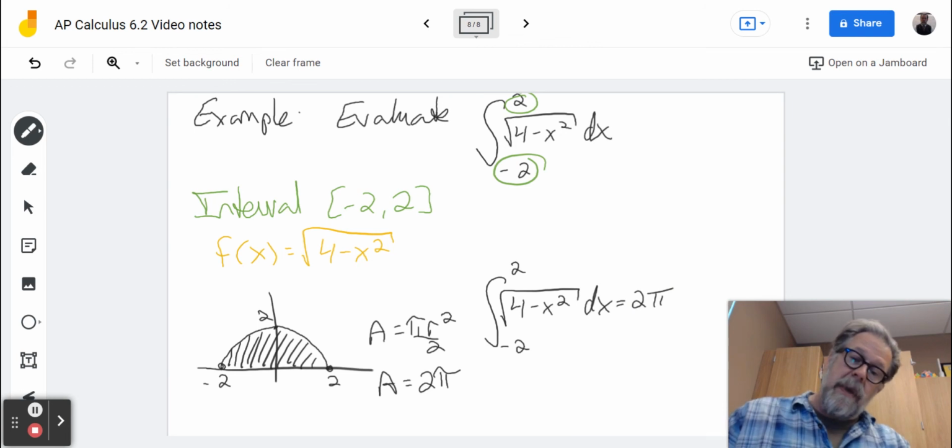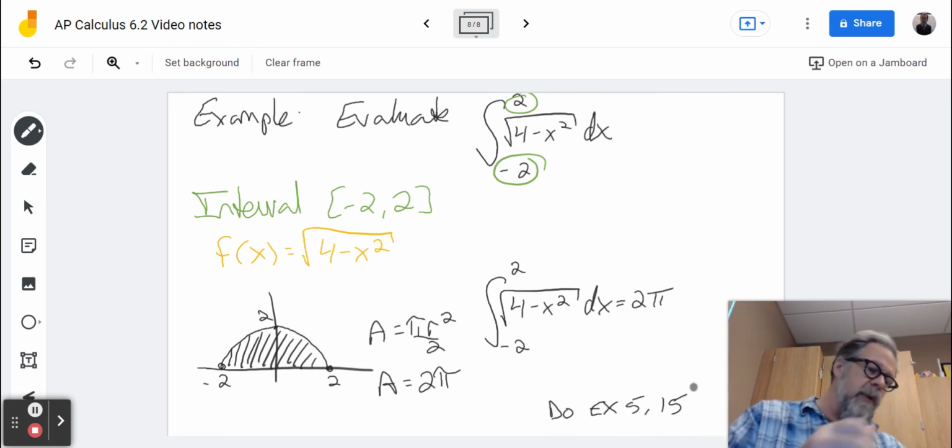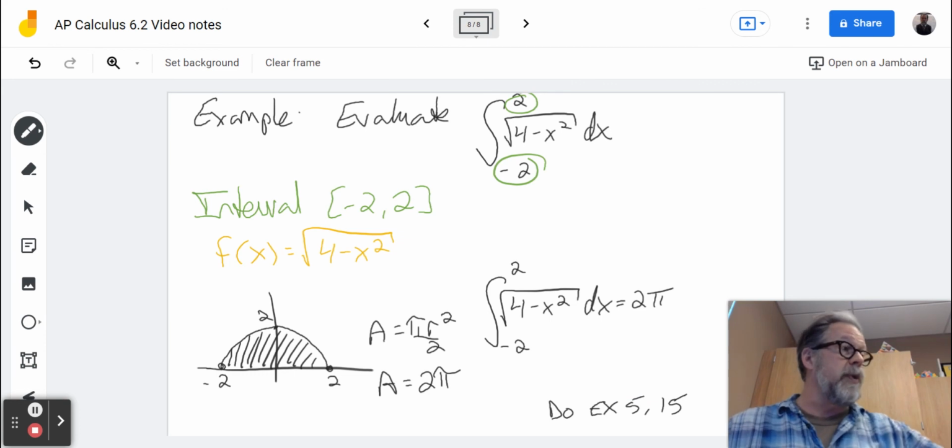All right. If you are in my class, why don't you open up your book and do exercises 5 and 15. 5 goes with the first example, 15 goes with the second example, and we will be back with more.